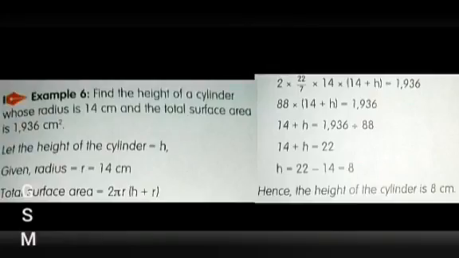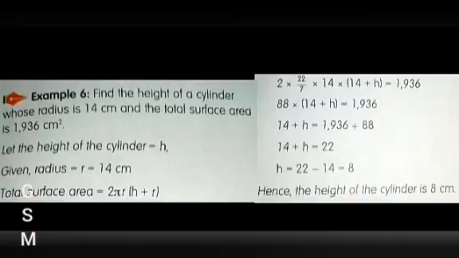Next example, find the height of a cylinder whose radius is 14 cm and the total surface area is 1936 cm squared. Let the height of the cylinder be h. Given radius r equals 14 cm. We know that total surface area equals 2 pi r into (h plus r). 2 into 22 divided by 7 into 14 into (14 plus h) equals 1936, which implies 88 into (14 plus h) equals 1936.